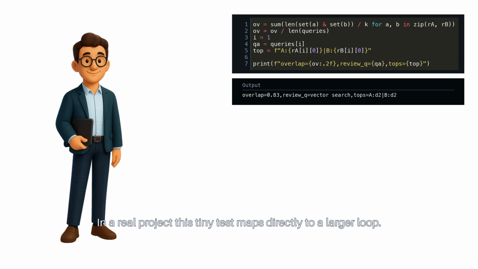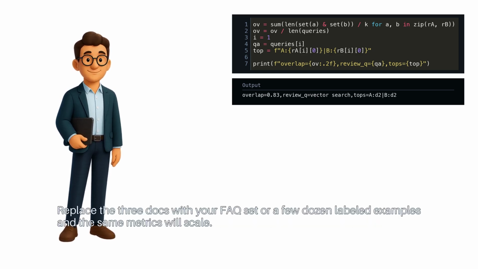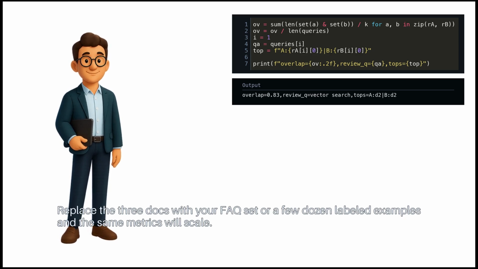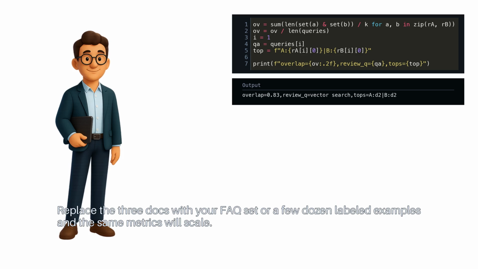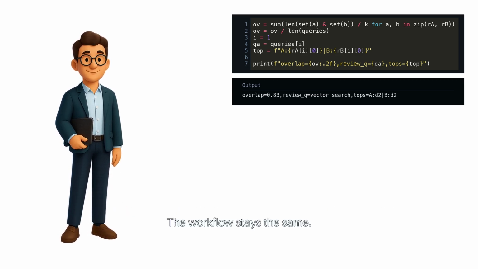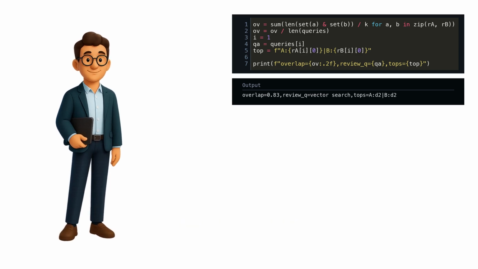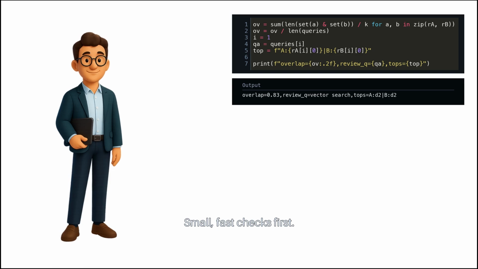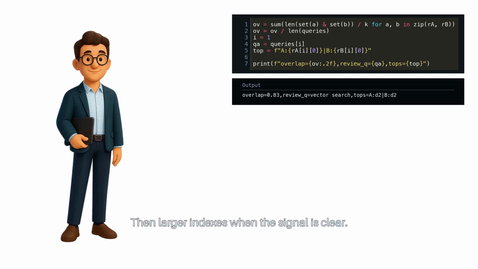In a real project, this tiny test maps directly to a larger loop. Replace the 3 docs with your FAQ set or a few dozen labeled examples, and the same metrics will scale. The workflow stays the same. Small, fast checks first. Then, larger indexes when the signal is clear.